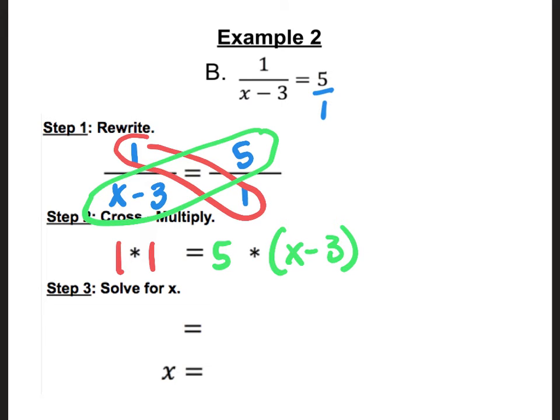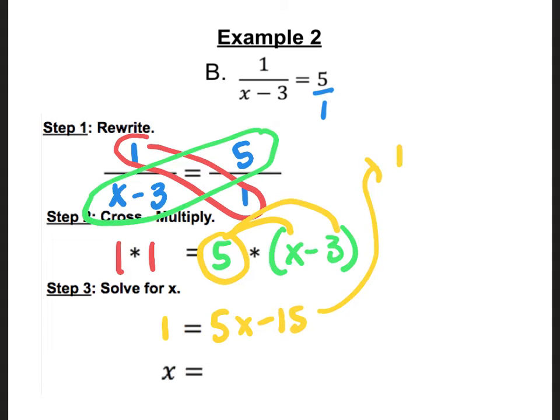We're going to simplify a little bit. When I do 1 times 1, I get 1. And then if I distribute, 5 times x is 5x, and 5 times negative 3 is negative 15. So we're going to go ahead and solve that equation. I'm going to do my work over here: 1 equals 5x minus 15.